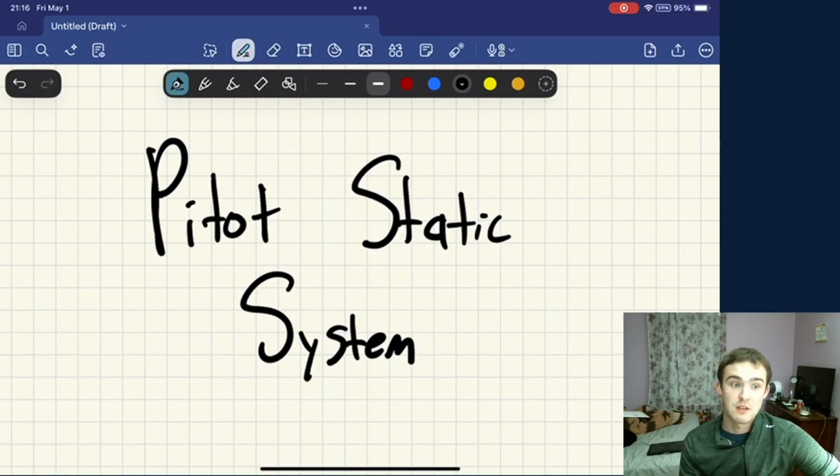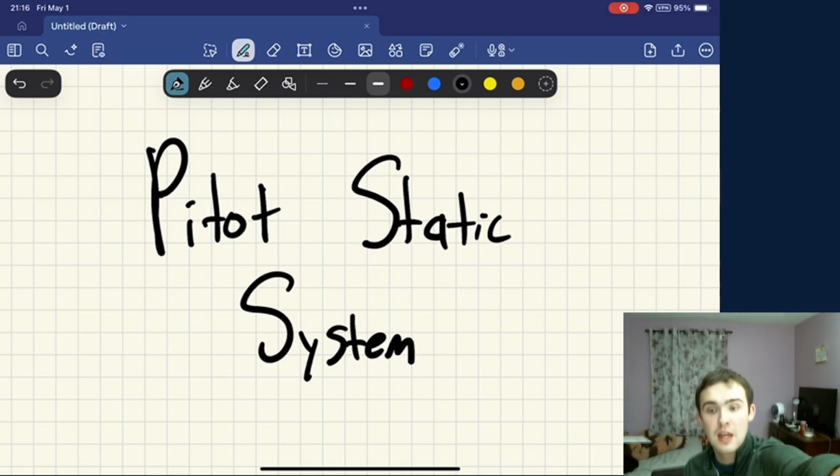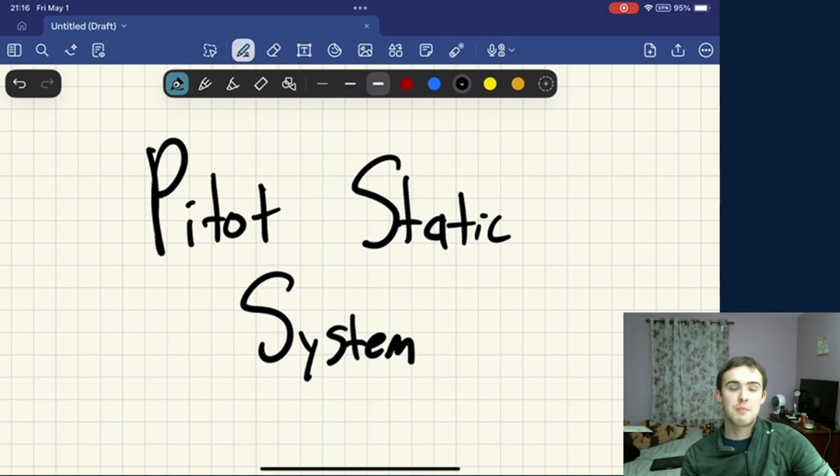I'm an FAA certificated flight instructor, and today I'm going to be covering the pitot static system. We're going to do a deep dive into the pitot static system, how it works, the different components, the different instruments, and make sure that you have a good comprehensive understanding of the pitot static system.